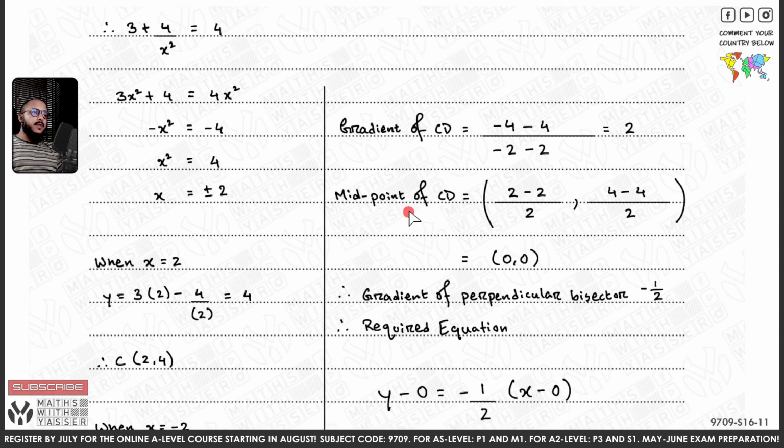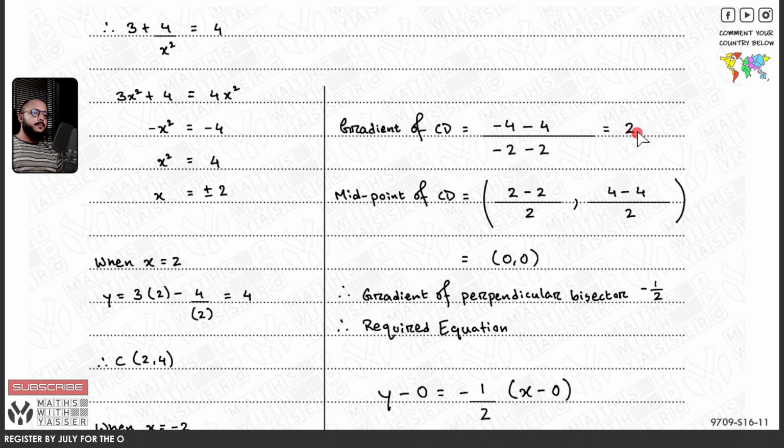Now we have the points. So let's first find the gradient of CD. The gradient of CD will be y2 minus y1 over x2 minus x1. And since we have the points for C and D, we can say minus 4 over minus 2 minus 2. That gives us positive 2.